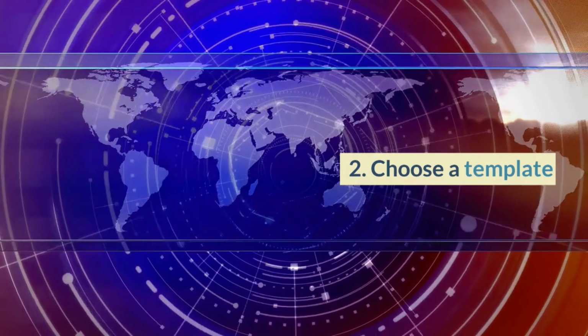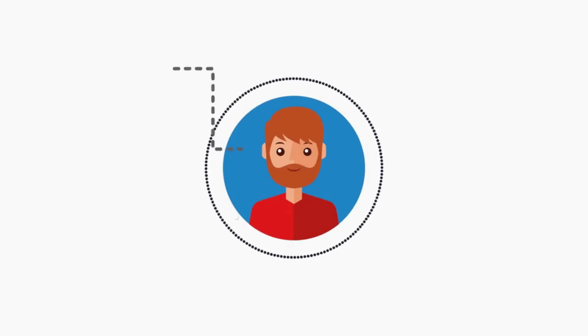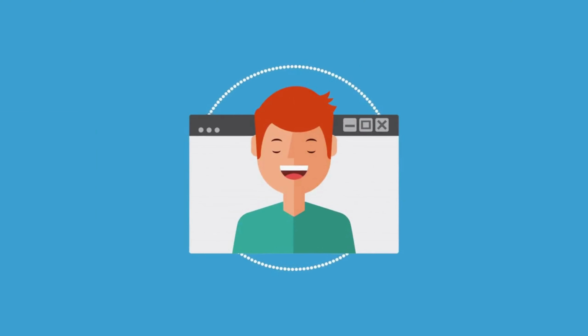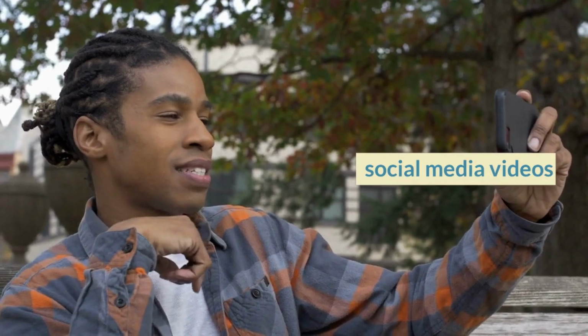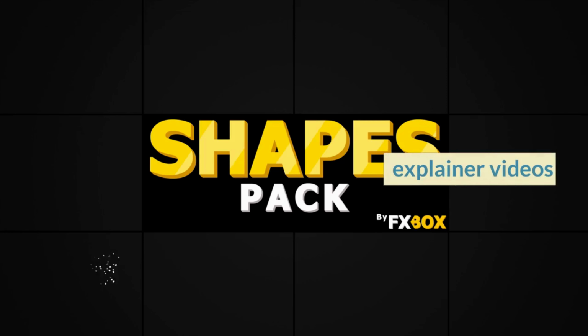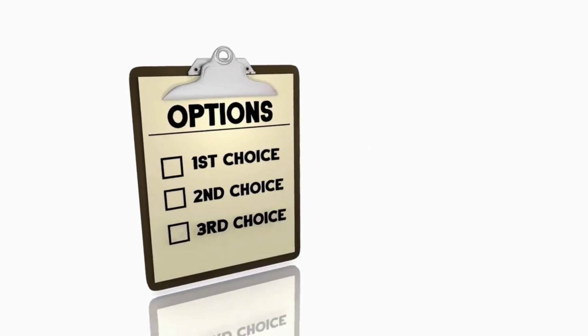2. Choose a template. Pictory AI offers a wide range of video templates that you can use to create your video. The templates are categorized based on the type of video you want to create, such as product videos, social media videos, explainer videos. Choose a template that best fits your needs.